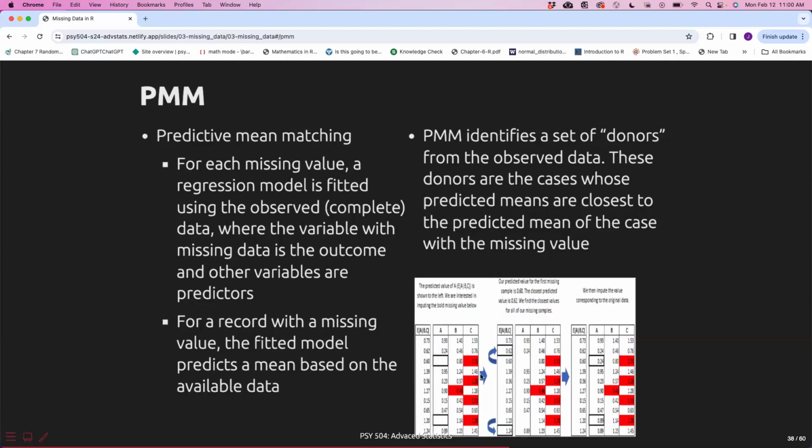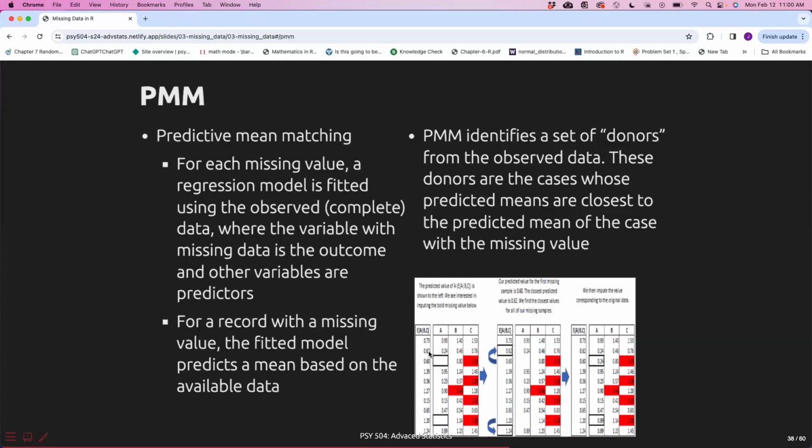I think that this particular figure highlights this nicely. So we have A, which has 2 missing values here. And we can get an expected value of A given B and C, right? So we perform kind of a regression, and we can get these predicted values. What I want to highlight here is that we're not using these predicted values to replace the missingness in A. Instead, we're looking at the expected value for the missing row, and we're finding a donor or something that's really close to it.